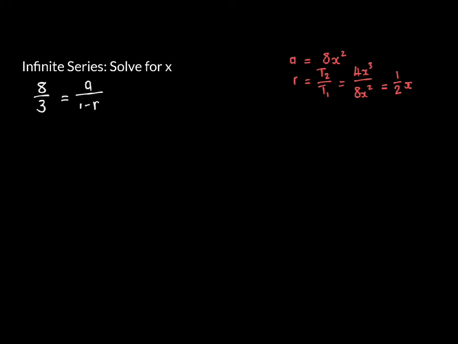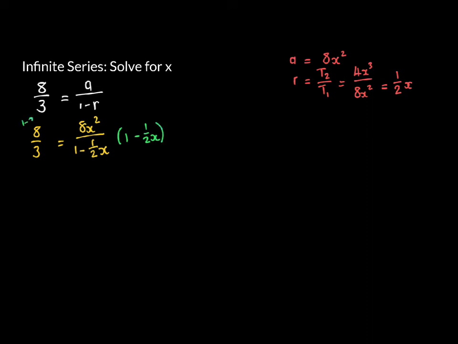Now let's go through the motions, because really what we're just doing is getting to where the sum is going to be equal to 8 over 3. Okay, we're going to do this step by step. So we're going to get 8 over 3 is equal to a, which is 8x squared, divided by 1 minus r, which is half x. Now, I don't like this division sign over here, because that's what's stopping me from getting there. So to get rid of this 1 over half x, I'm going to multiply by 1 over half x on both sides.